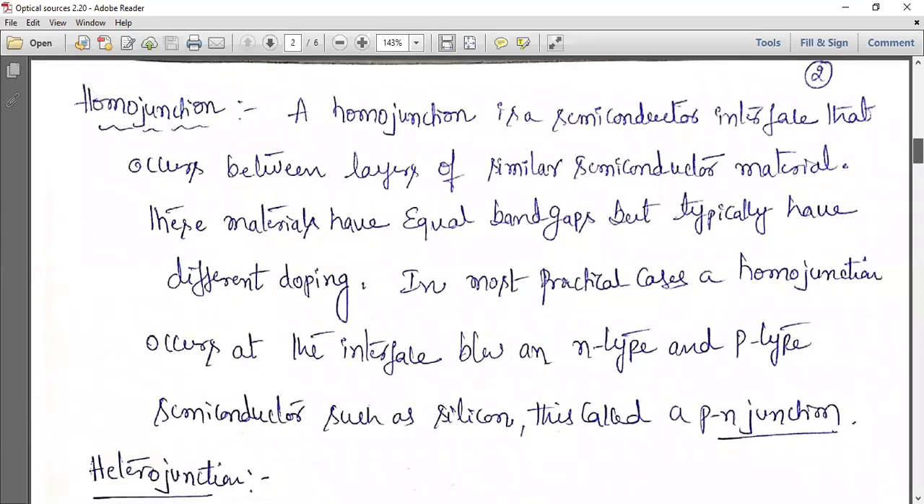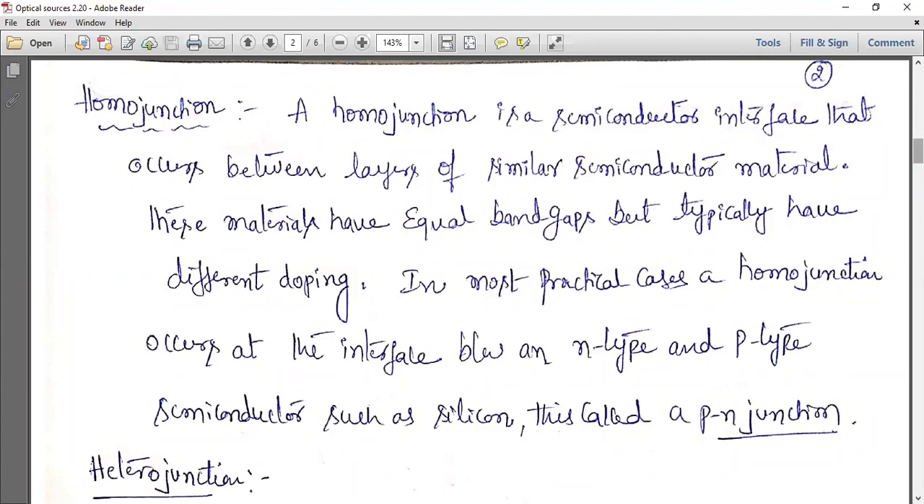Next, we will go through homojunction and heterojunction. A homojunction is an interface between two similar semiconductor materials. If it is an n-type and p-type semiconductor material, both are similar and of the same type. If both are made up of silicon, then they are similar semiconductor materials because their band gap is the same. Then the junction between that p and n type is called a homojunction.